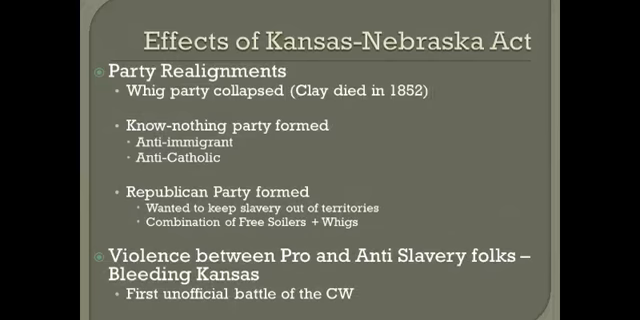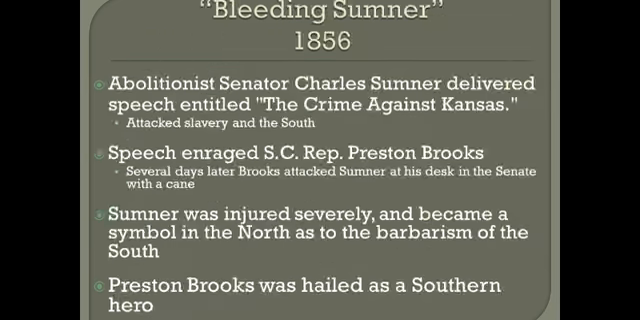So, effects. You have massive party realignments. We're going to talk about this more in part 4, in the next video. The Know Nothing Party was formed. It was anti-immigrant and anti-Catholic. The Republican Party formed. They wanted to keep slavery out of territories, and they were a combination of Free Soilers and Whigs. Now you have violence opening up between pro and anti-slavery folks. That's Bleeding Kansas. Now, Bleeding Sumner.